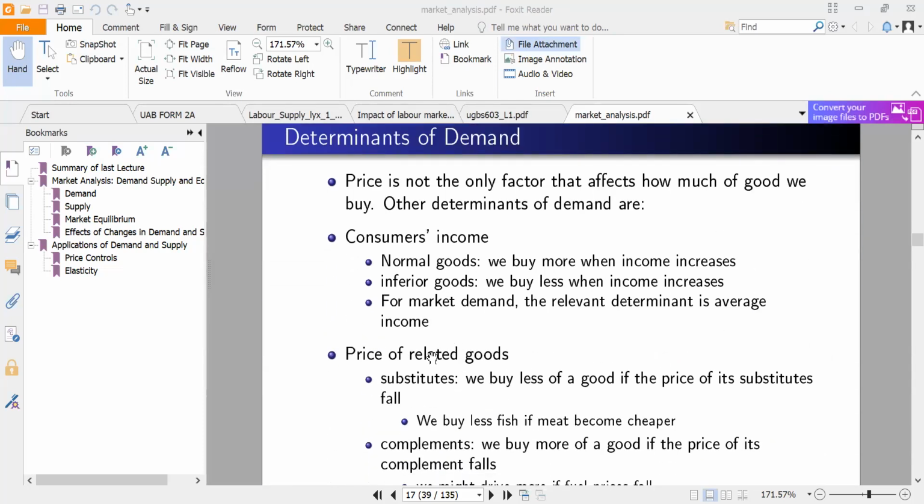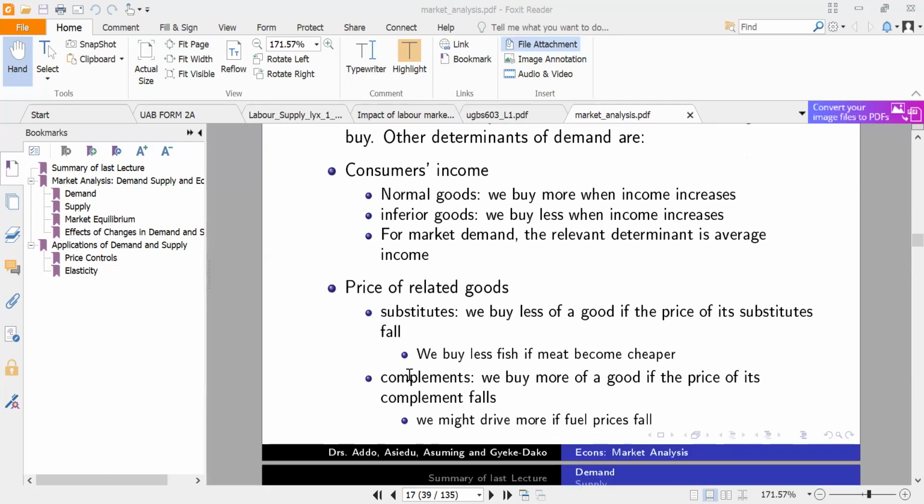All right, so price of consumers' income, we've talked about it. Price of related products, we've talked about it. What happens to your substitute? If there is a complement or a substitute, if the price of that changes, it will also affect the demand for your product, okay? So substitute: we buy less of a good if the price of its substitutes falls, okay?